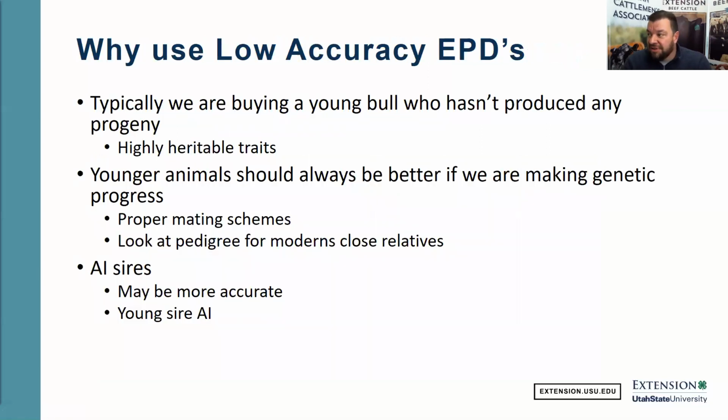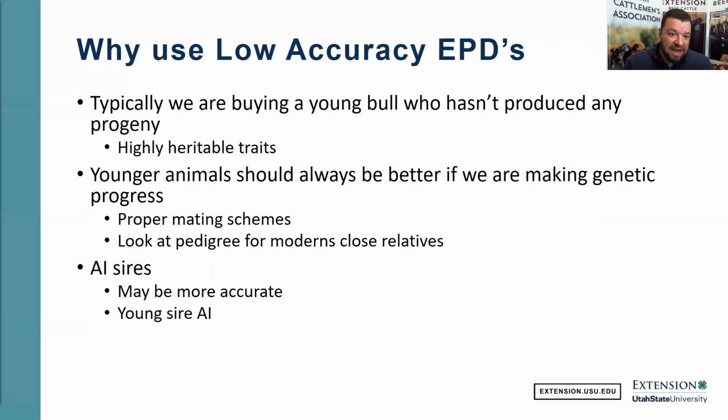Now, why would we want to use low accuracy EPDs? We're buying younger bulls. There's a reason why we do that. Typically, we're buying those younger bulls, but we're kind of banking on some more highly or moderately heritable traits for our operations: growth, carcass, things like that. But the real reason why we're doing this is our seedstock producers make a concerted effort to really improve every generation. So our younger animals, if we're doing proper mating schemes, really looking at lines, really combining good animals back together, should always be our best animals if we're making genetic progress.